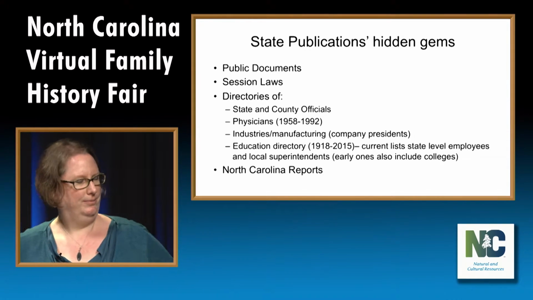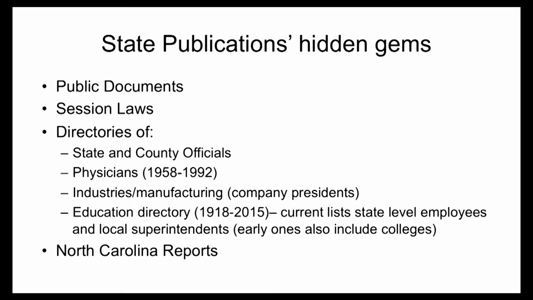The next thing we're going to talk a little bit about are state publications. People don't immediately think of state government publications as being resources for genealogy research. The state publications I'm going to talk about today are available through the North Carolina Digital Collection. So again, that URL I gave initially, digital.ncdcr.gov, you can search across the various collections we have, and you can also link directly to the state government publications. A few of the ones I'm going to talk about today are the public documents, some session laws, some directories, and North Carolina reports.